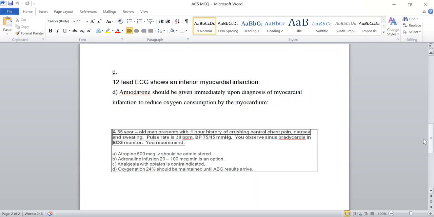Analgesia with opiates is contraindicated. False. Yes, you can give opiates to relieve the patient's pain.